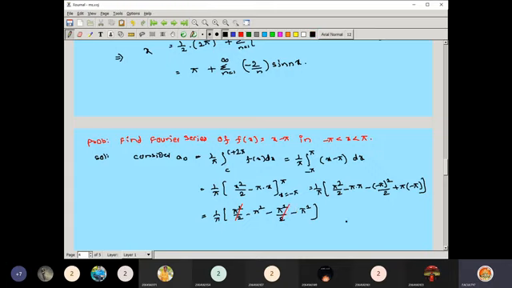So what is the an formula? an is 1 by pi integral c to c plus 2 pi, it becomes f of x into cos nx dx. So it is equal to 1 divided by pi integral, our limits minus pi to pi. So f of x is nothing but x minus pi, and cos nx you keep as it is, nx dx. So again here you are using uv integration.